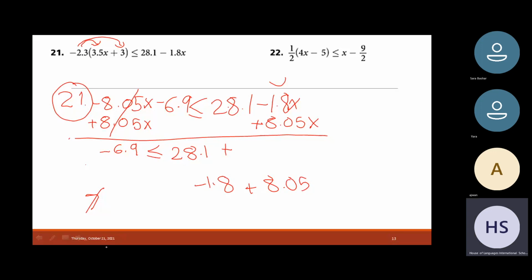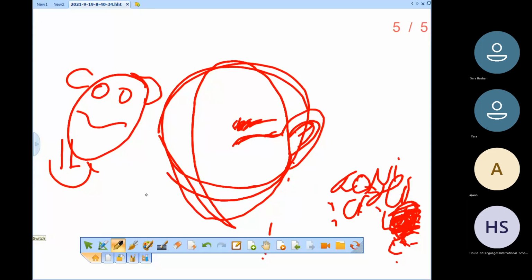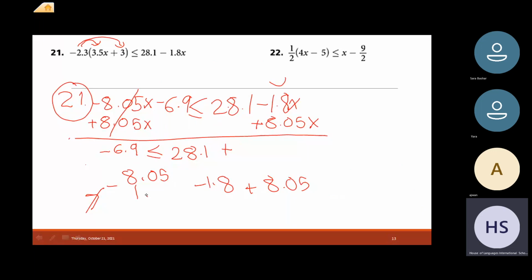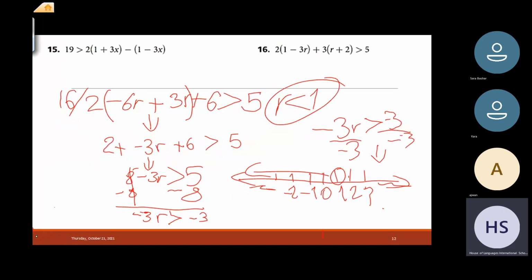Now let's subtract. How will you subtract decimals? 8.05 minus 1.8. I have to put the decimal here. The ones under the ones, the decimal point under the decimal point. Stop talking. Now, 1.8. So you have to arrange the numbers, the ones under the ones, the decimals under each other.